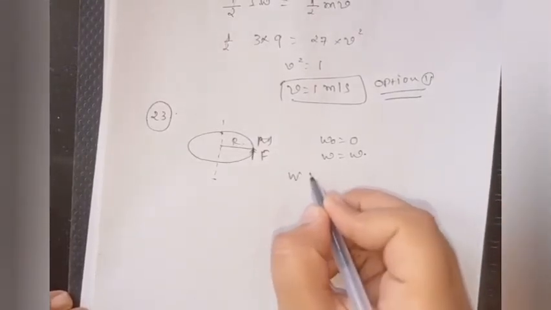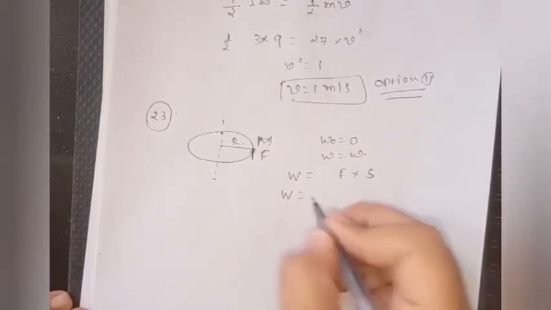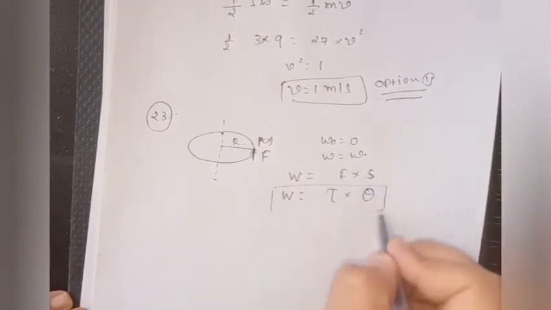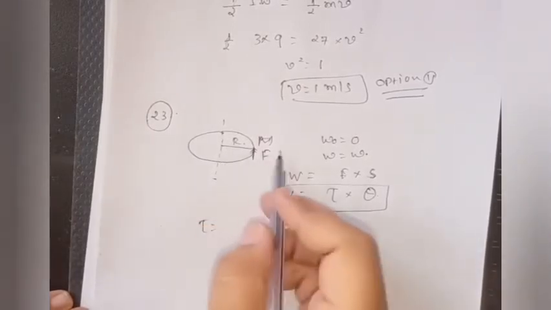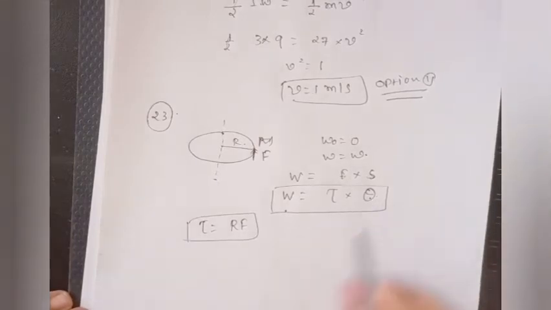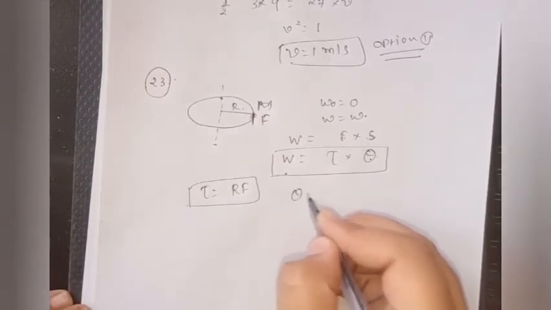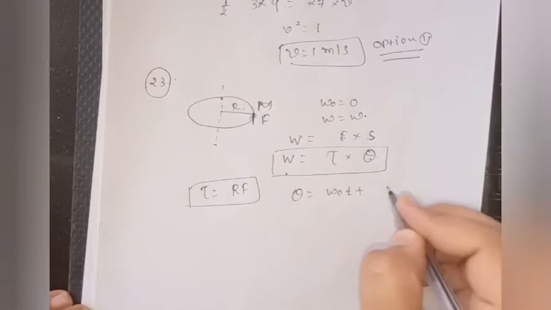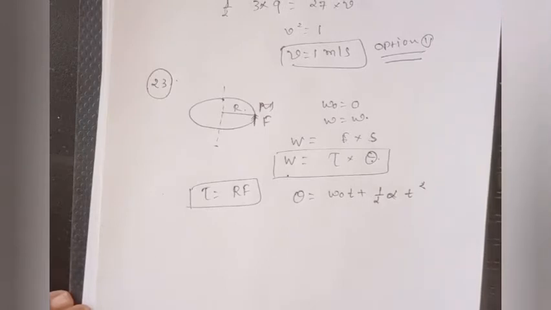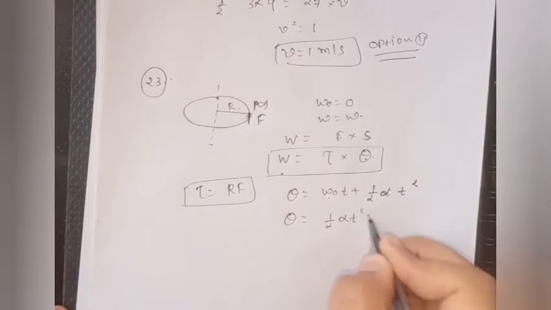Now work done is equal to force into displacement for linear motion. From the analogy we can write work done is equal to torque into angular displacement theta. Here torque is r cross F, so torque is rF. Now we want to find the angular displacement theta. For that we can use this equation: theta is equal to omega naught t plus half alpha t square. Omega naught is 0, so theta is equal to half alpha t square.